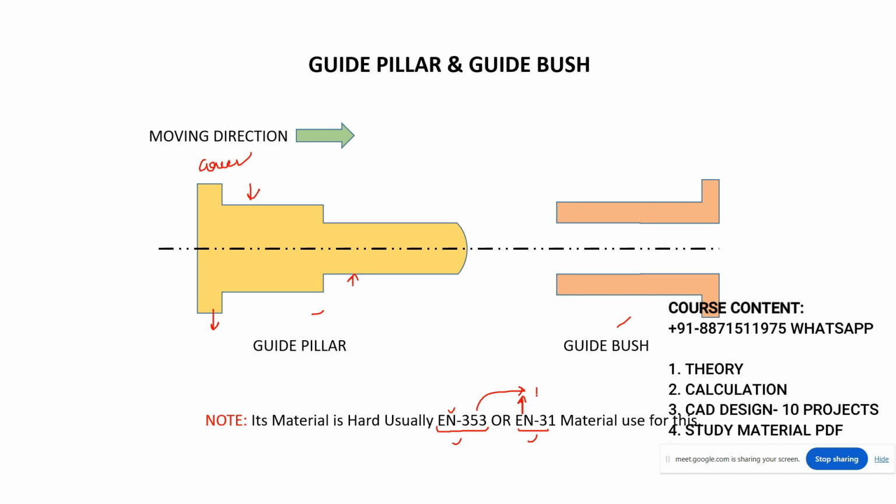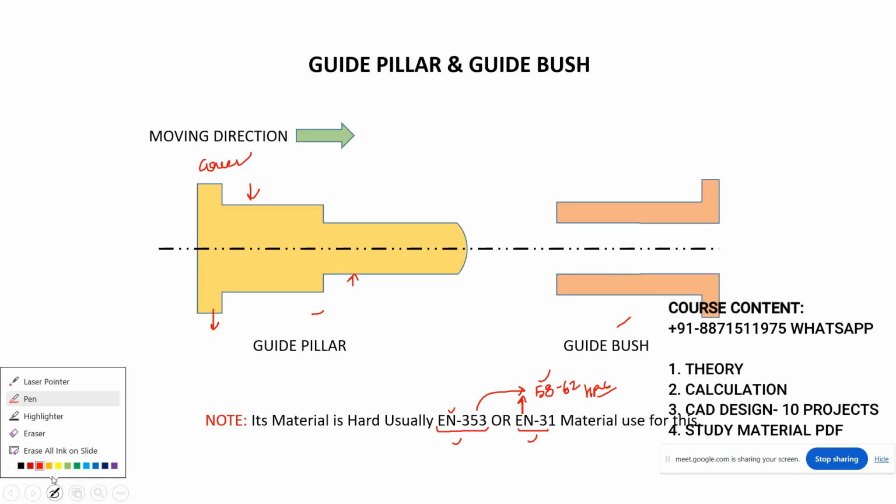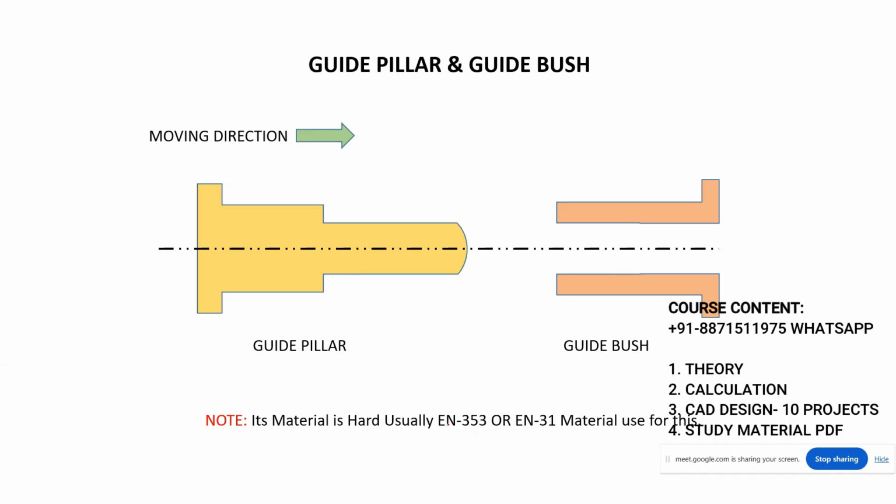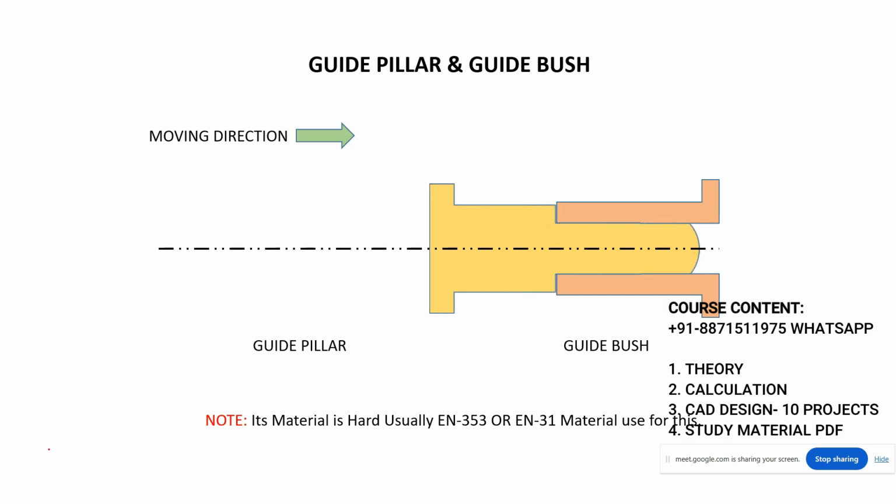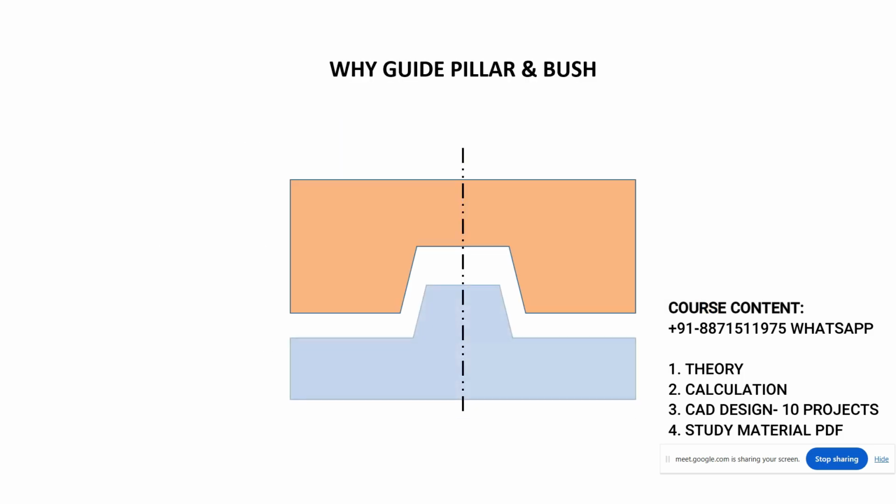It is around more than 58 to 62 HRC, right? Okay, so that's why we have to use this material. Now see, this is the moving direction for the guide pillar and the guide bush. So center alignment is very important.